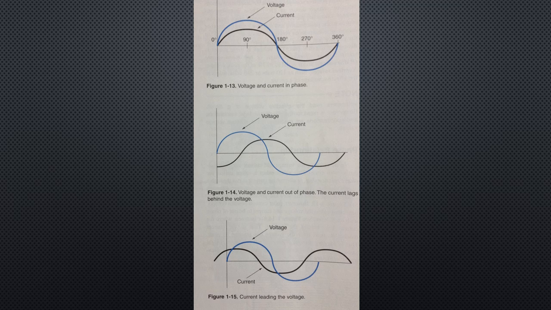However, most circuits contain components that cause the voltage and current to be out of phase with each other. Figure 1-14. For instance, the current may lag behind the voltage, that is, the current reaches its peak after the voltage has reached its peak. This is a lagging current. Other circuit conditions might cause the current to peak ahead of the voltage, as illustrated in figure 1-15.